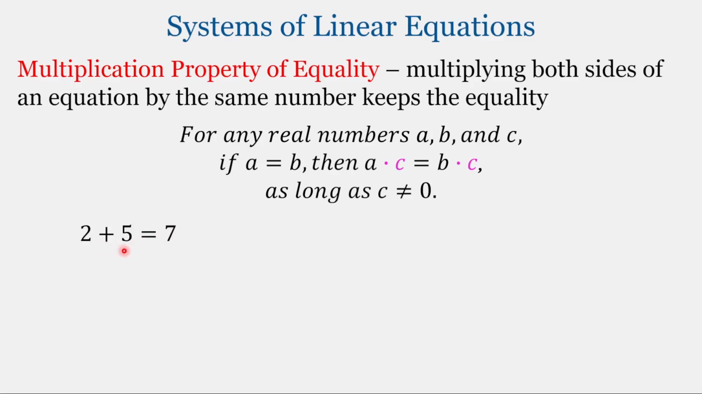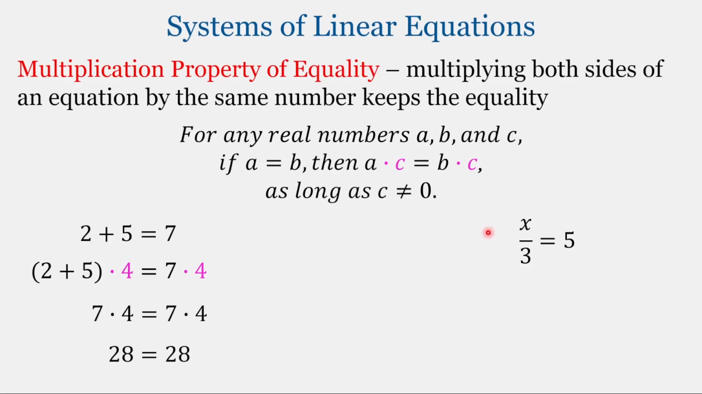So if we have 2 plus 5 equal to 7, and we multiply both sides by 4, well, following PEMDAS, we'll do what's in parentheses first. We end up with 7 times 4. The other side is still 7 times 4. We have 28 equal to 28. We maintain the equation's equality.